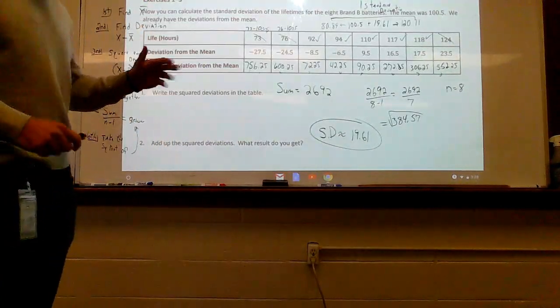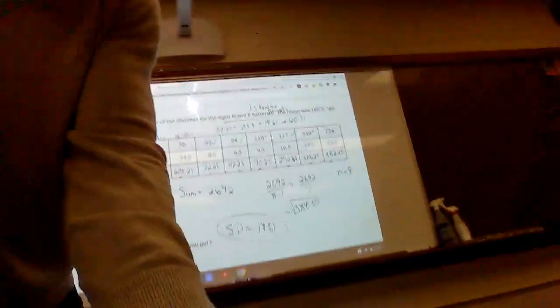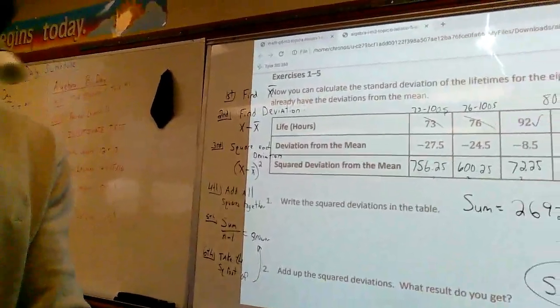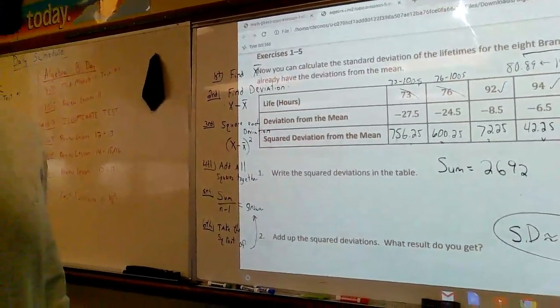So standard deviation has 5 steps. Let's see if I can bring this closer. I don't think I can. Step 1, find x hat. What is x hat? Well, that's just my way of calling the mean.